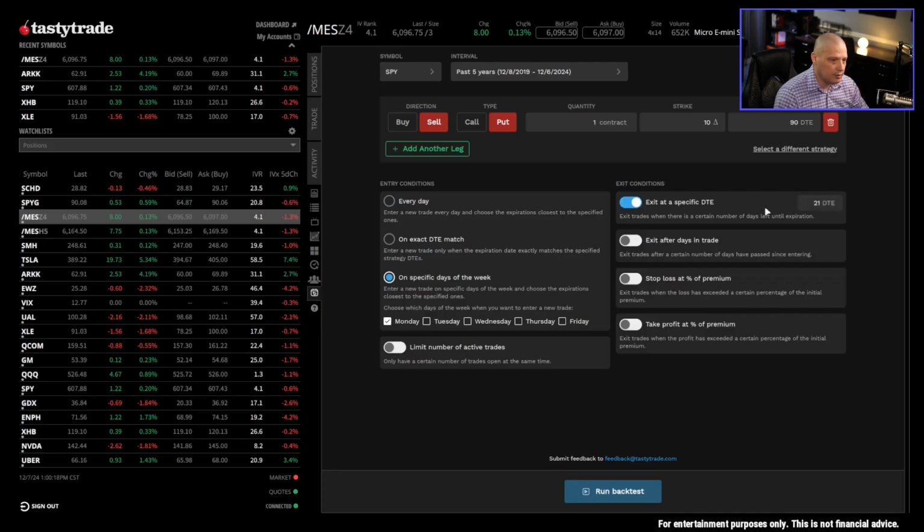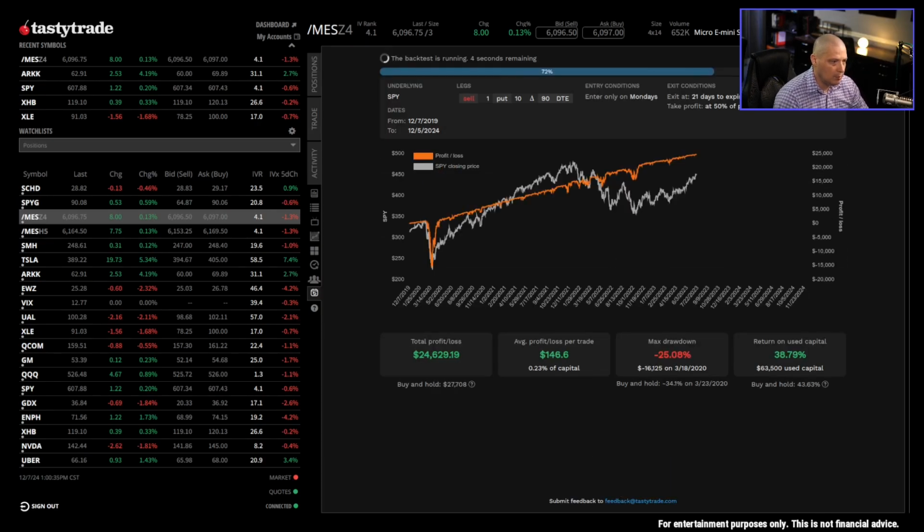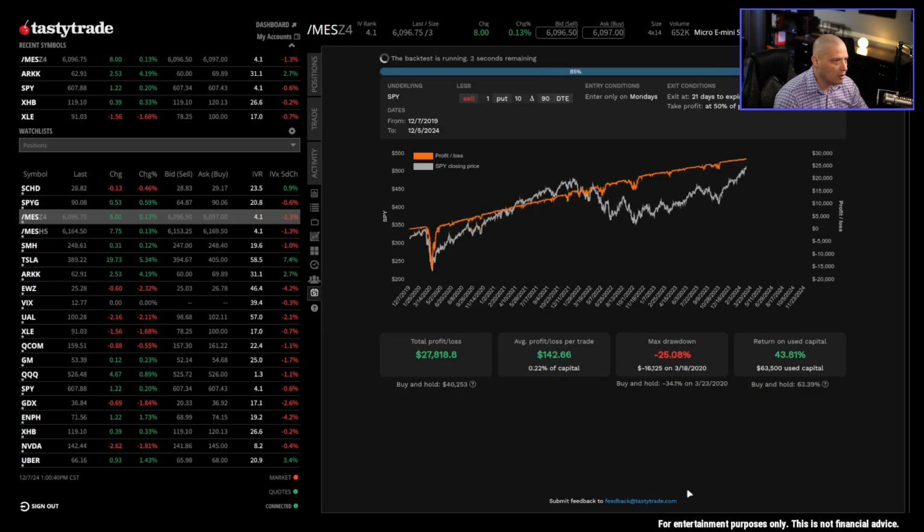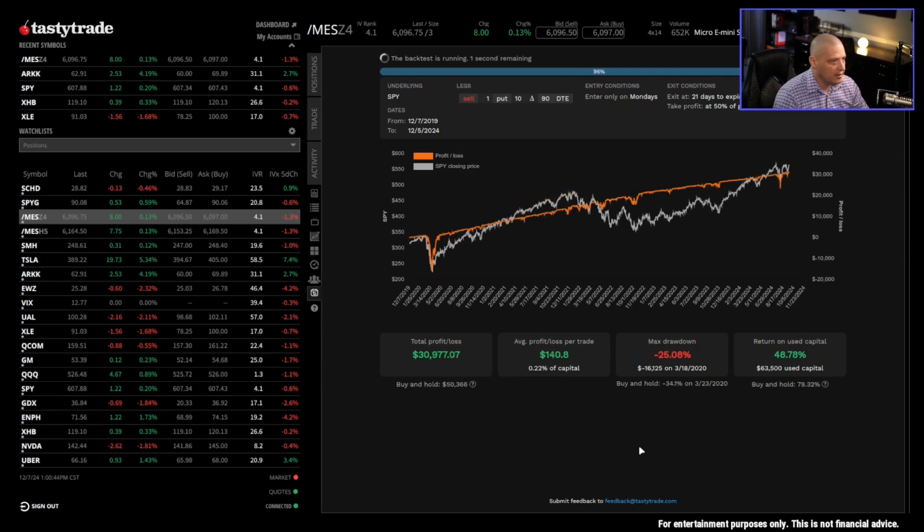I exit at 21 DTE. I take profit at 50% if I do these mechanics here, and I run the backtest. The backtest will take a few seconds. It's got a lot of trades to run over the last 5 years as far as these short puts constantly over and over again on SPY.